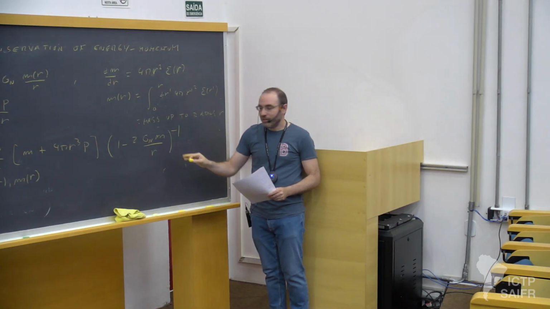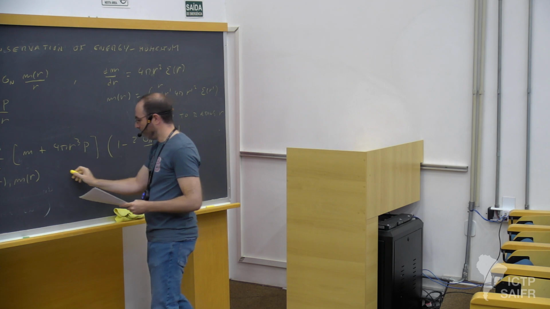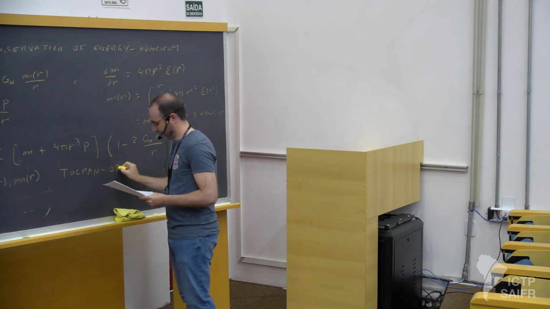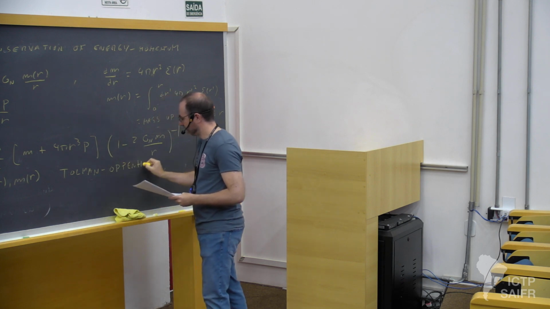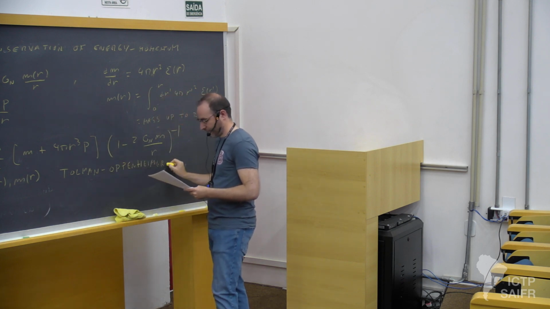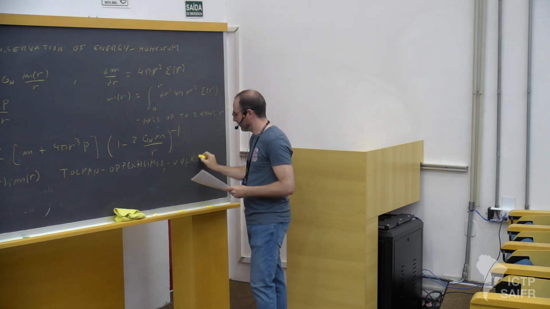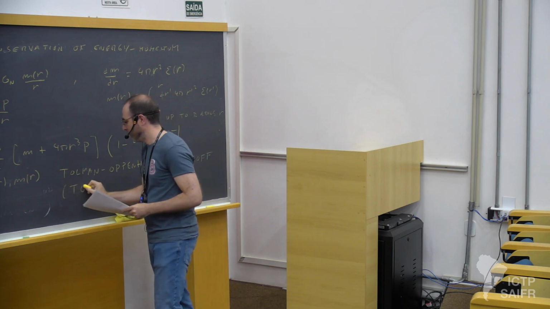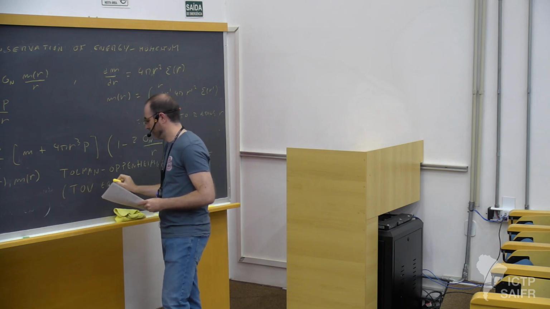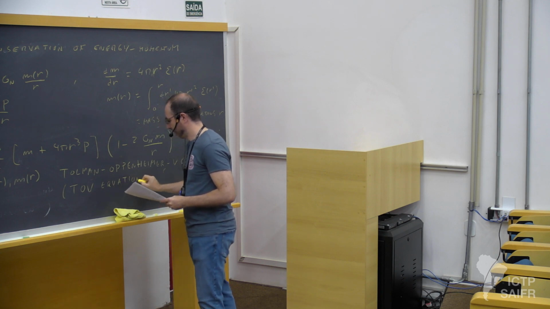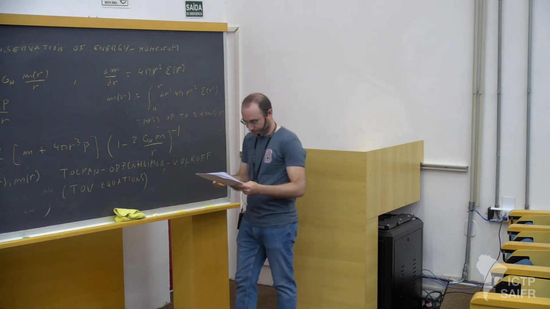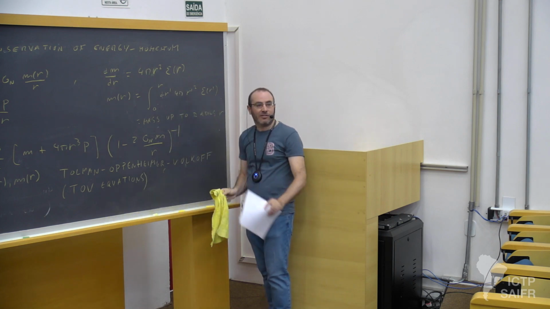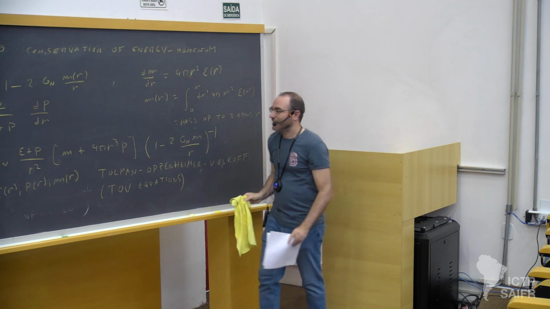Okay, so this set of equations has a name. They're called the Tolman-Oppenheimer-Volkoff equations, TOV equations. And they describe the interior of the neutron star.